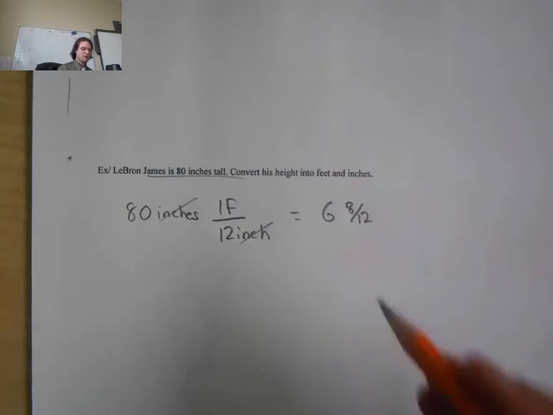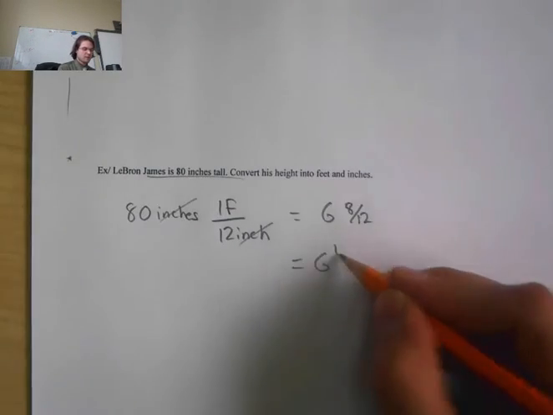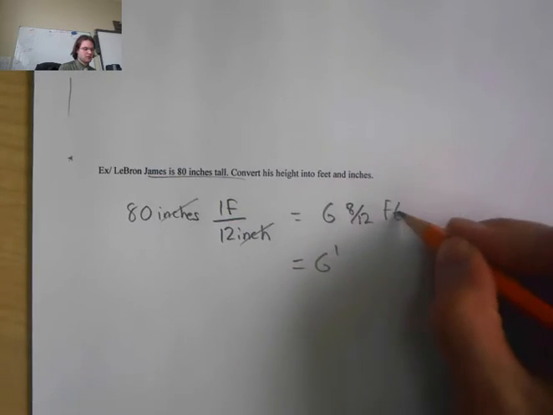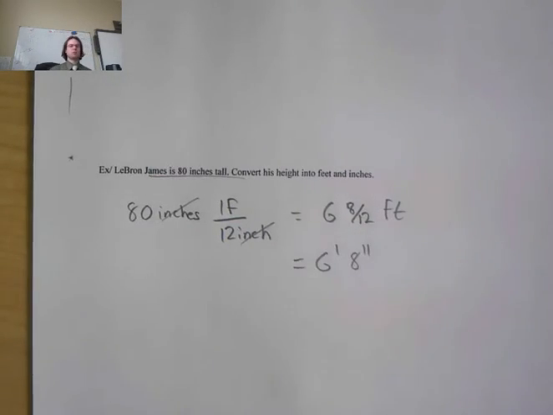Right, feet and inches, so 6 and 8/12 of a foot. Okay, like we have there. Or 6 feet, and this is feet, 6 foot and 8 inches, we could say. Okay, or 6 foot 8 inches. So that's how tall LeBron James is, according to this question. And that's how we do that.